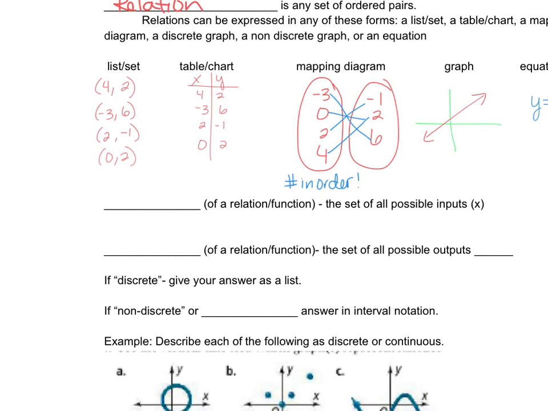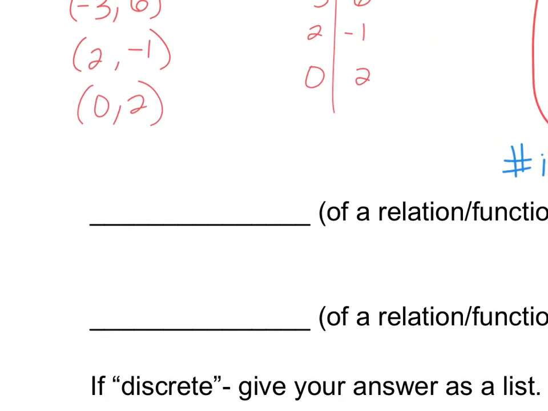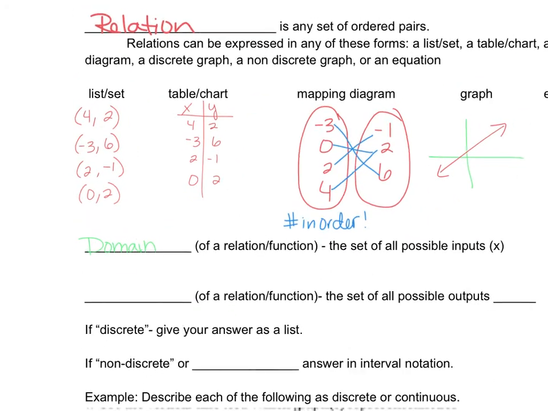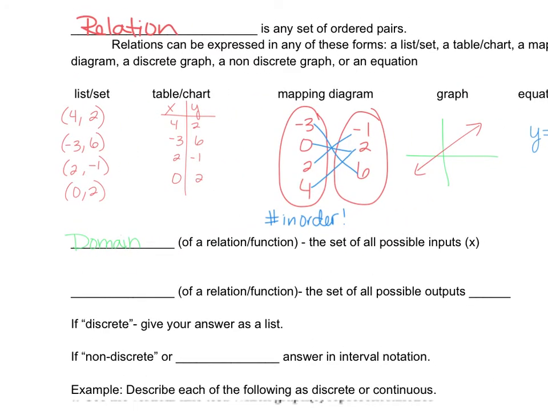Okay, so now let's get into the fun part. The domain of a relation or function is the list of all possible inputs. You need to have this memorized because this is going to come up a million times in this class. So domain is your x values. Always, always, always. And the opposite of domain is range. Range is the list of all possible outputs, aka the y values. So just remember, domain is x's, range is y's.